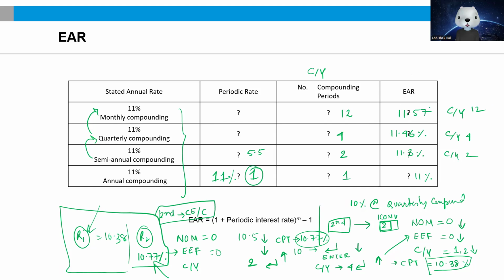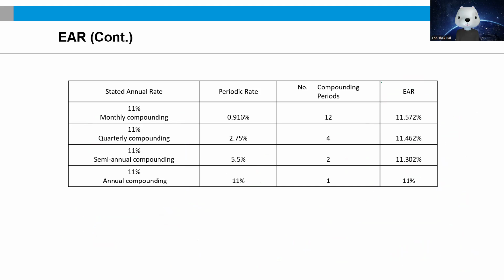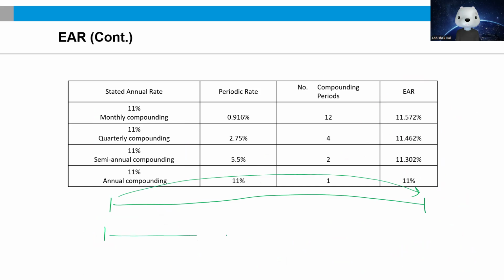I want you to remember all of these values. Starting with 11.57%, 11.46%, 11.3% and 11%. Okay, and let's see whether the answers are correct or not. Yes, the answers are absolutely correct. But what's more important is for you to visualize what's going on. So if this is the annual compounding, this is the semi-annual compounding.